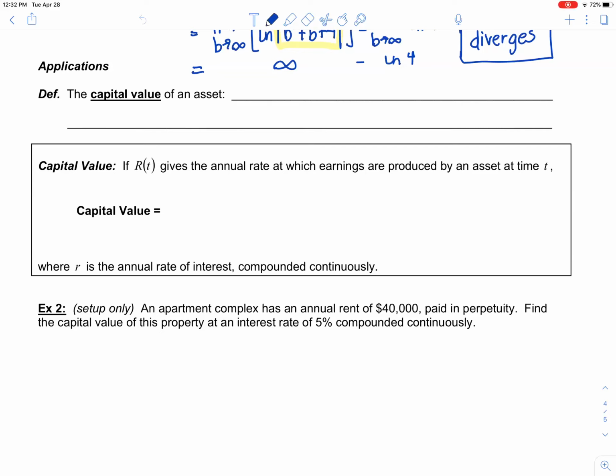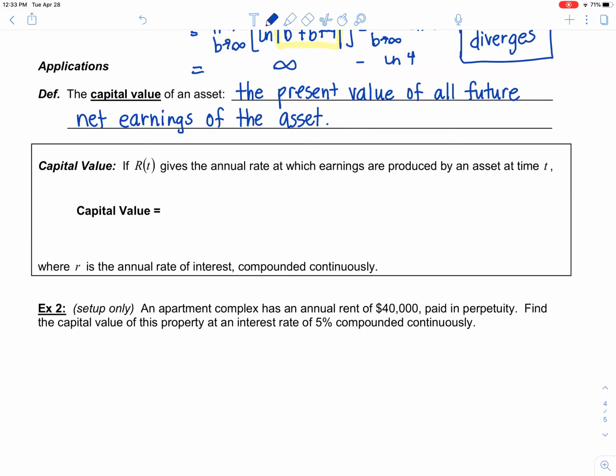An application we are going to talk about for these improper integrals is something called capital value of an asset. It has a relation to just present value, which we've discussed previously, and it is the present value of all future net earnings of the asset. And that'll hopefully make more sense when we look at an example, but let's get that definition down. It's the present value of all future earnings, net earnings, of the asset. And really it is just present value.